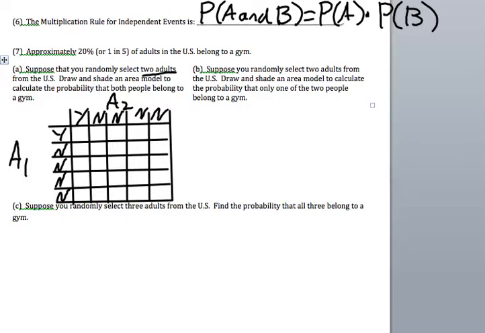So we're going to draw and shade an area model to calculate the probability that both people belong to the gym. Well, look, we're just going to shade squares where they both go to the gym. That's a no-no, that's a no-no, that's a no-no. In fact, even these don't count. This is no yes. They both have to go. That's the only square where they're both going to the gym. Now it says calculate the probability, so let's look. We had 25 squares. We had 1 instance of them going to the gym. So the probability is 1 out of 25.